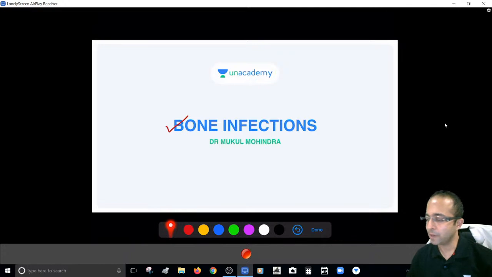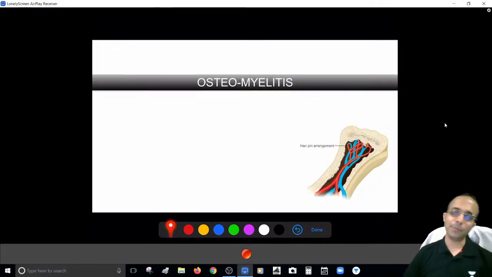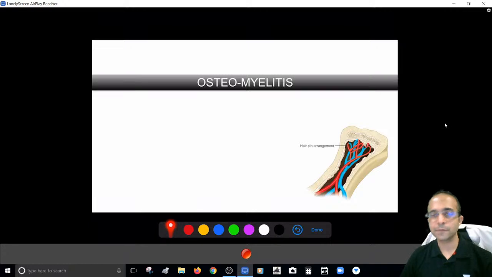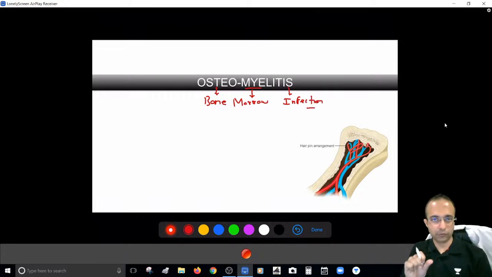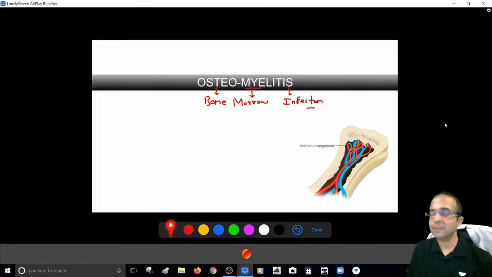So I'm Dr. Mukul Mohindra, your orthopedic instructor here at Unacademy. So taking up this small area, bone infections, starting first up with this small part, osteomyelitis. Now osteo, as you know, means bone. Myelo, as you know, means marrow, and itis would generally mean inflammation, and here I am talking of inflammation secondary to infection. So in a simple way, when you have infection in the bone as well as the marrow, that's where you use this word osteomyelitis.